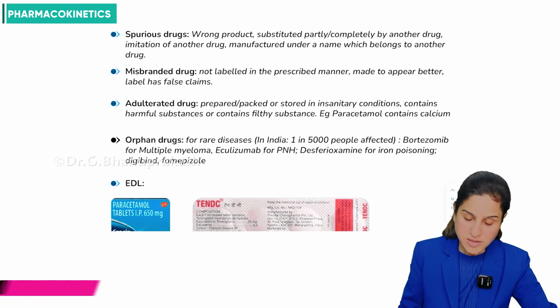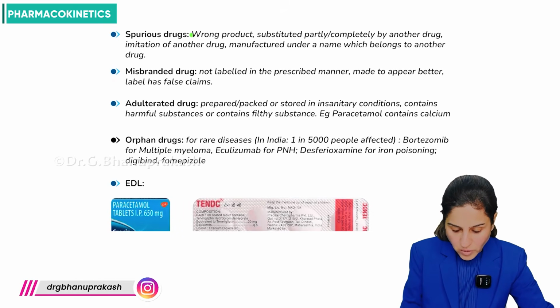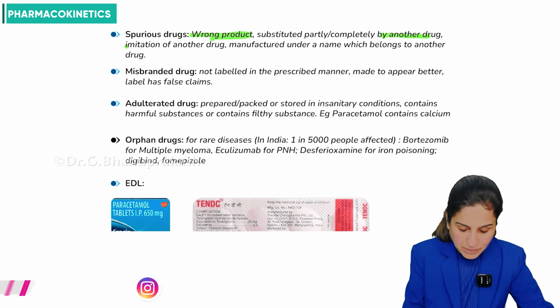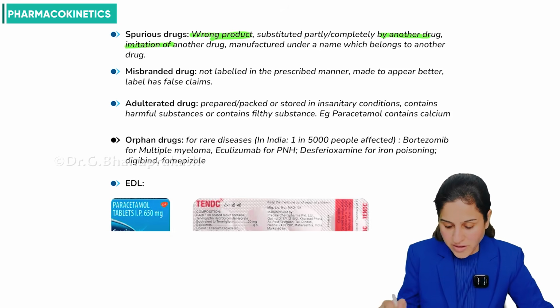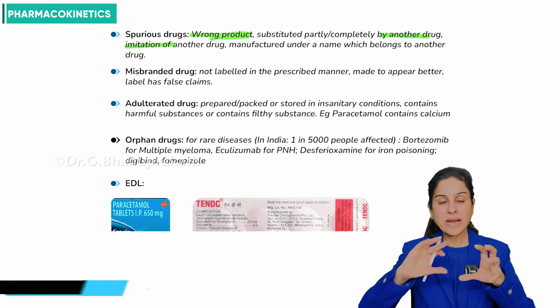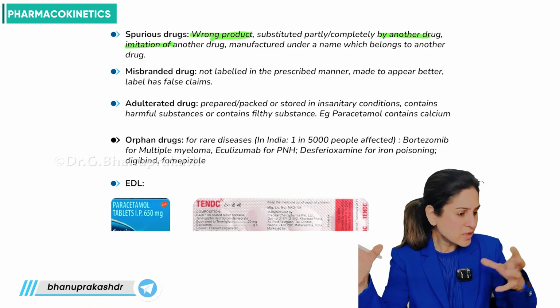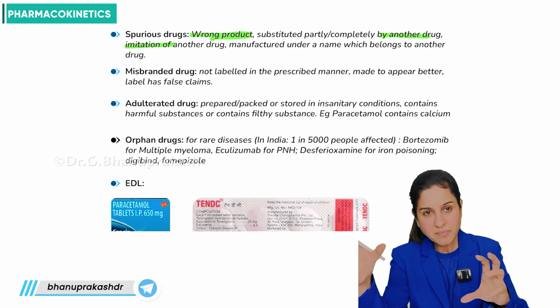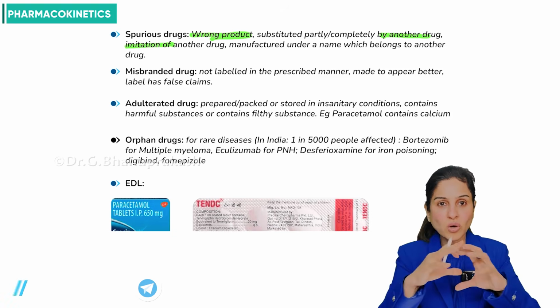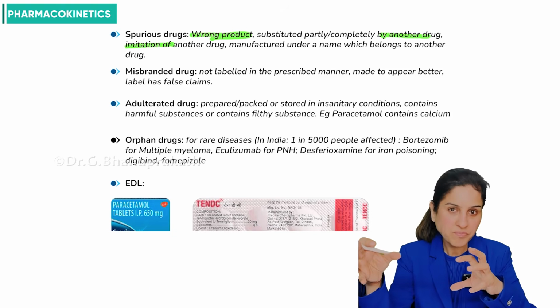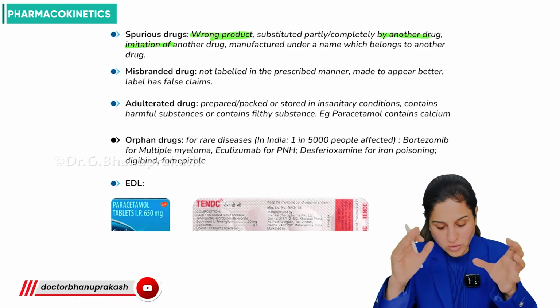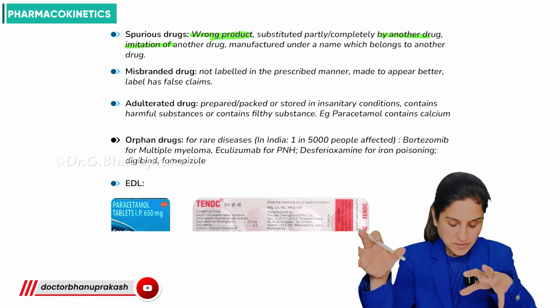First, what is a spurious drug? A spurious drug is a drug where you have a wrong product, or which is substituted partly or completely by another drug, or it can be an imitation of another drug manufactured under a name which belongs to another drug. Let's say one company like Cipla is very famous, and there's a local manufacturing unit selling drugs by copying Cipla, writing Cipla on its strip, which is illegal because it doesn't contain the same product as Cipla. So this is called a spurious drug.